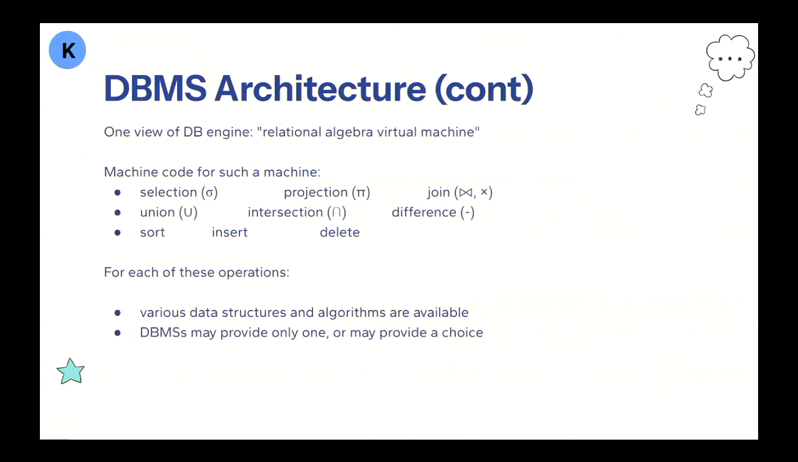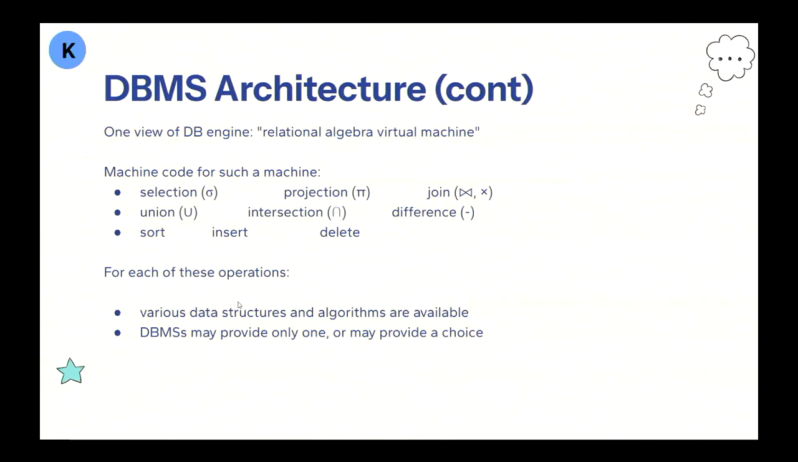So one view of DB engine is that it is actually like a virtual machine for running relational algebra. If you know the Java virtual machine, it's actually not executing the source code of Java. It's executing the bytecode compiled from the Java source code. And this virtual machine is like we can compile the queries into relational algebra operations and execute the relational algebra operations in this virtual machine.